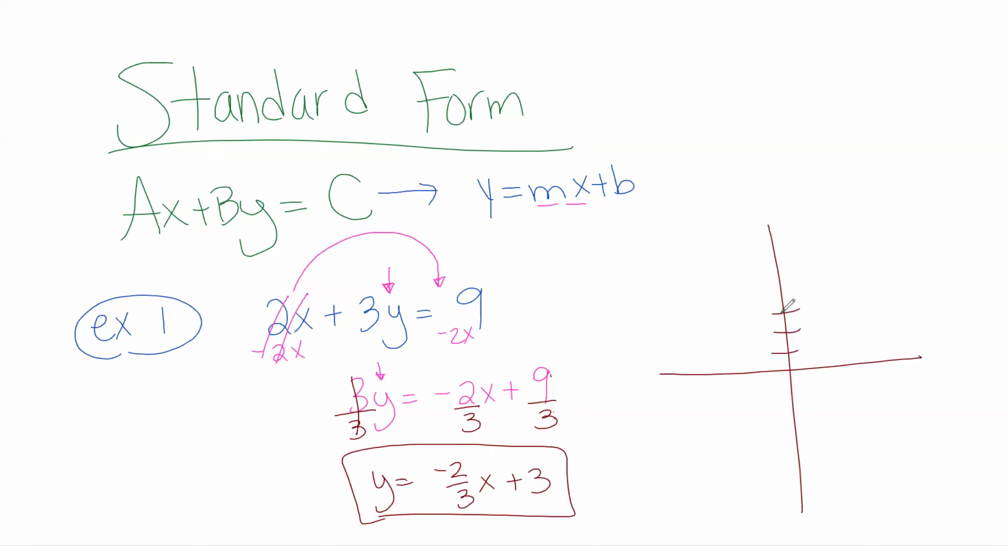1, 2, 3, y-intercept. Slope is down 2, right 3. Down 1, 2, right 3. Up 1, 2, left 3. And again, my graphs aren't perfect because I don't have graph paper, but it's good enough. You can always go to Desmos to check.